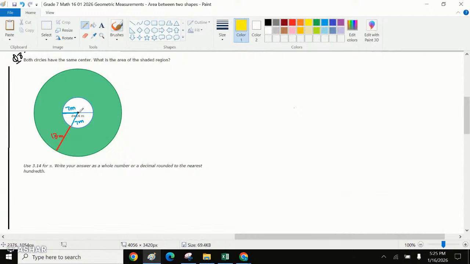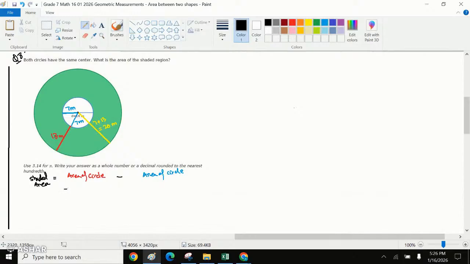Therefore, the radius of the larger circle would be 7 plus 13. That means 20 meters. Agreed? So if we have the radius now, it's quite easy for us. Can we say the shaded area would be equal to the area of the circle that is the larger, minus the area of the circle that is the smaller, right?